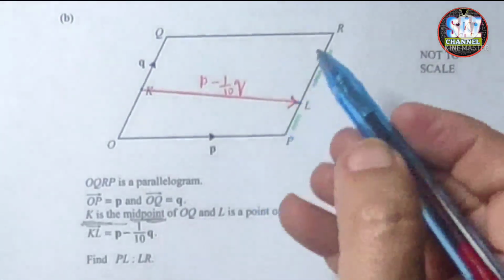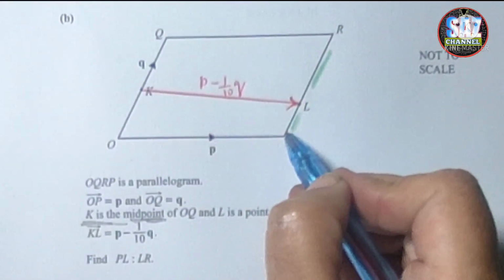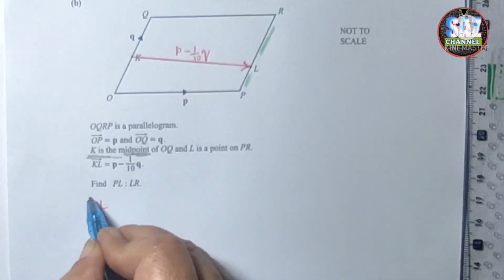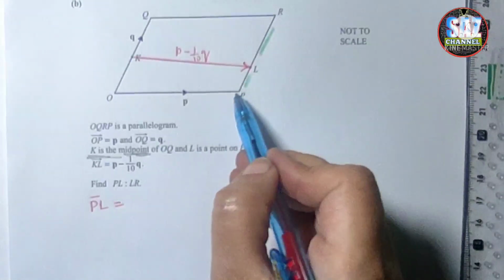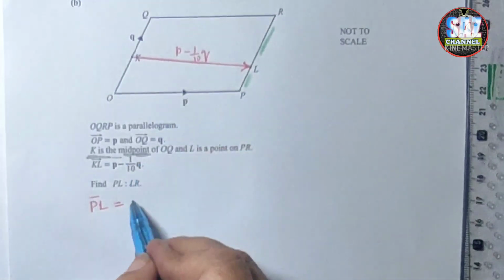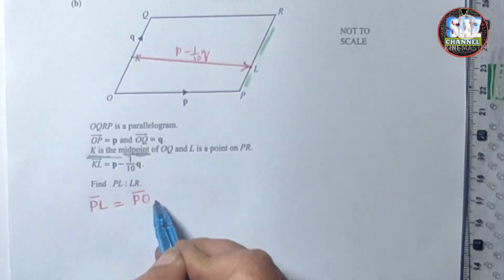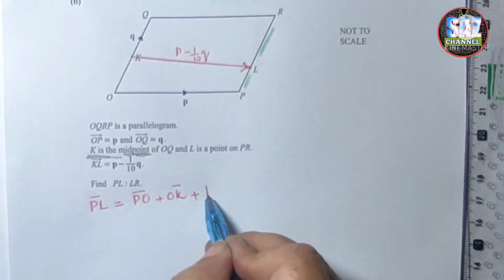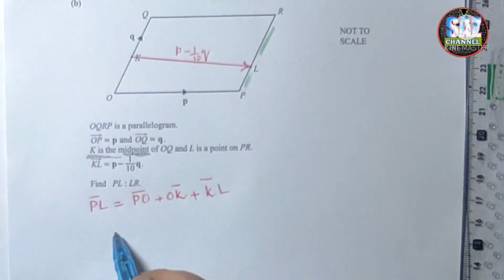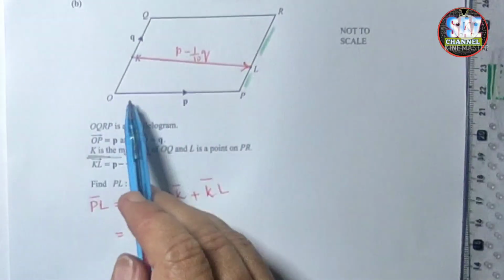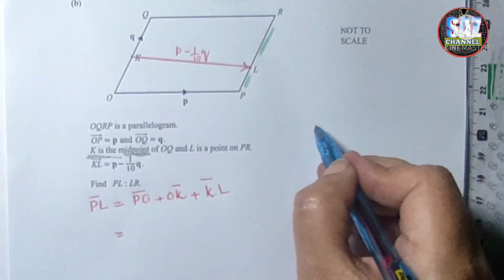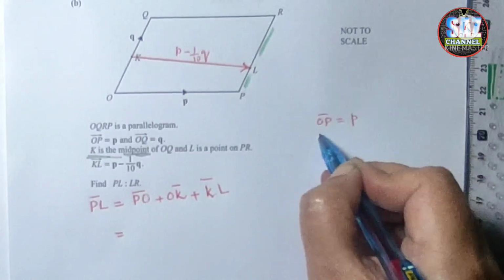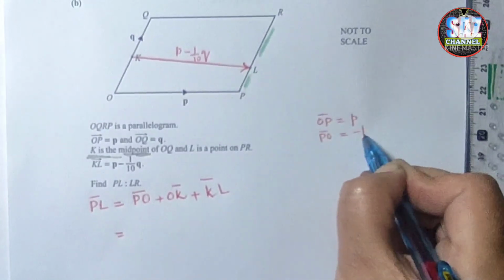If we look at the diagram, starting from P to L, PL will be equal to: I have to start the movement from P to O, O to K, and K to L. Now let's talk about the diagram. P to O is given in the question, but in the direction of OP. OP is P, so P to O will be equal to minus P.